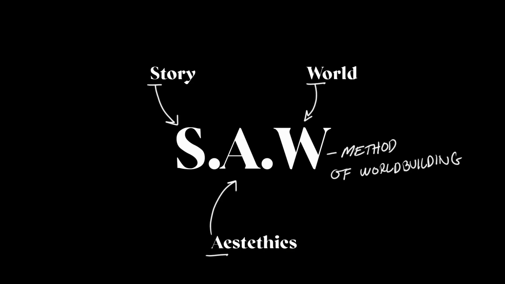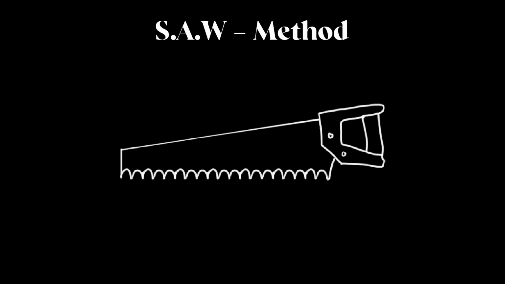So if we add aesthetics to our spectrum, we've now created a triforce of world building. And I've renamed top and bottom into world building and story to keep everything clear, and then added aesthetics here. Hopefully all this makes sense. And if you have trouble remembering, then I've created an acronym and a metaphor for all this. And I call it the SAW method, standing for story, aesthetics, and world building. And you can think of it like this.